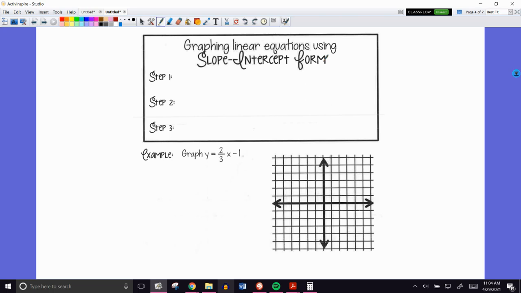And now we're going to graph the line when we're given the equation. All right, so we have 3 steps to do that. When they give you the equation, the first thing I would like you to do is to plot the y-intercept.